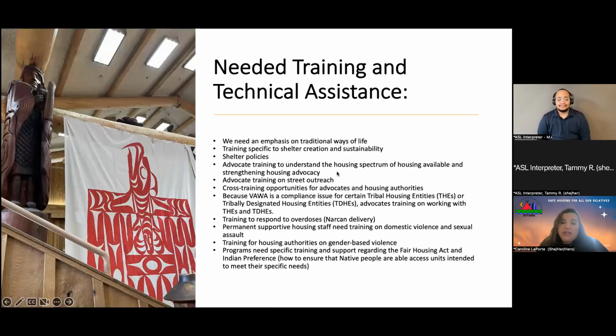Some needed training and technical assistance areas that we identified. First, we really do need an emphasis on our traditional ways of life, on our ways of taking care of one another. Of course, we do approach this from a human rights framework, but honestly, within Indigenous communities, this is an obligation that we have to one another. It's not framed as a collective right necessarily. It's more framed as a collective duty to one another. And that is a little bit of a shift.